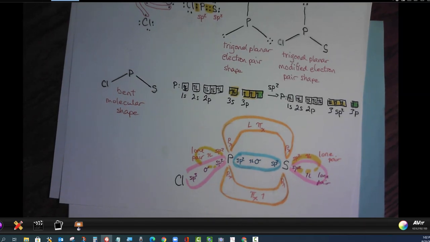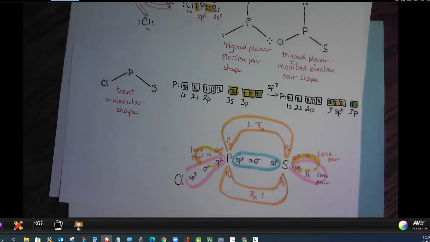Okay? There always has to be a sigma bond with any kind of bond. So if you have a single bond, that's a sigma bond. If you have a double bond, you have a sigma bond, then a pi bond. If you have a triple bond, you have a sigma bond and 2 pi bonds. Does that make sense?